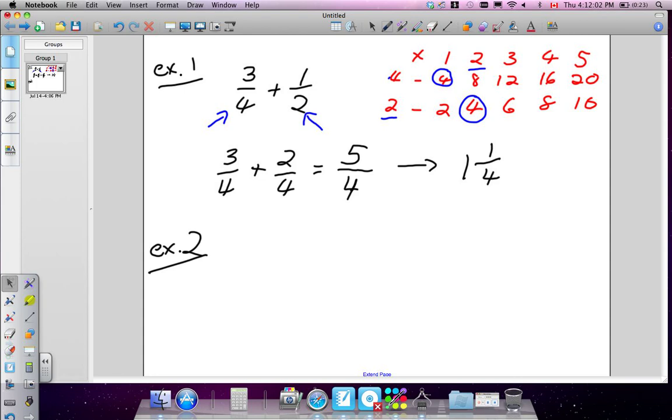We have 3 over 4 minus 1 over 3. Okay, you want to try to talk me through this? What do I have to do at first? Find the common denominator. That's right, I gotta find a common denominator.